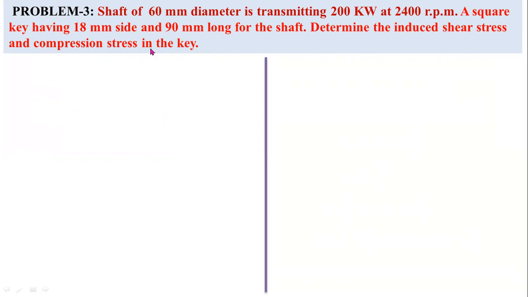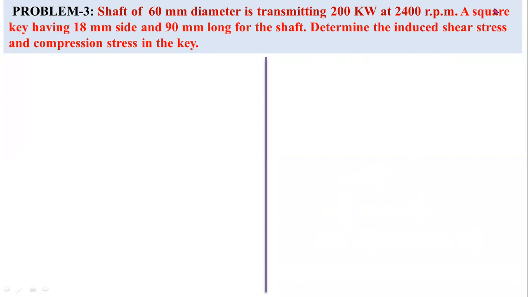In the given question, first of all, you have to identify the given values. Here, the diameter of the shaft is 60 mm, and the power transmitted by the shaft is also given. Power transmitted by the shaft equal to power transmitted by key. That value equal to power P equal to 200 kilowatts. And here this one is the speed of the shaft, that one is N.